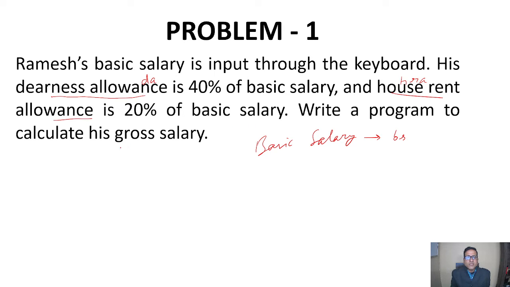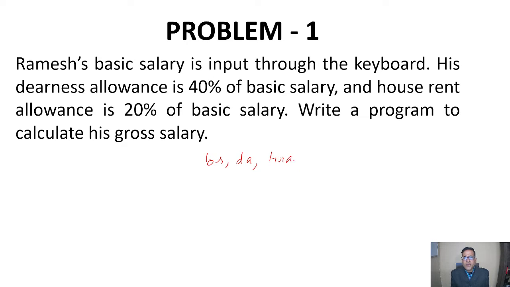And fourth one is gross salary. So we can take this variable as GS. So in this way we have four variables. One is BS, second is DA, third is HRA and fourth is GS. As we know that in this problem we have to find these values in terms of the percentage. So we should take these variables as float. And accordingly we have to put the formulas to find the DA.